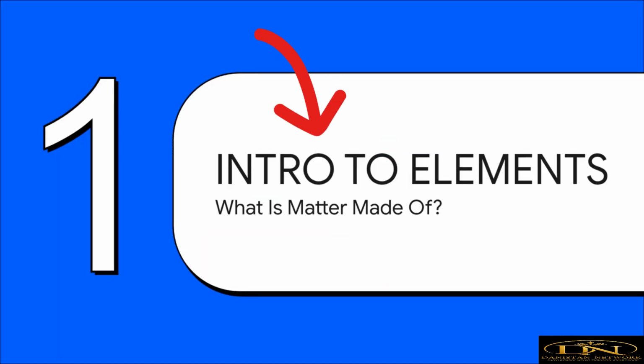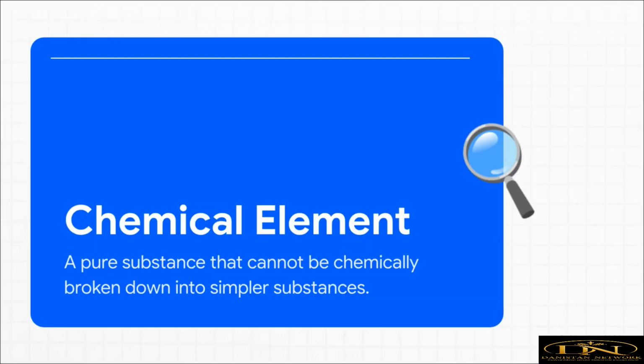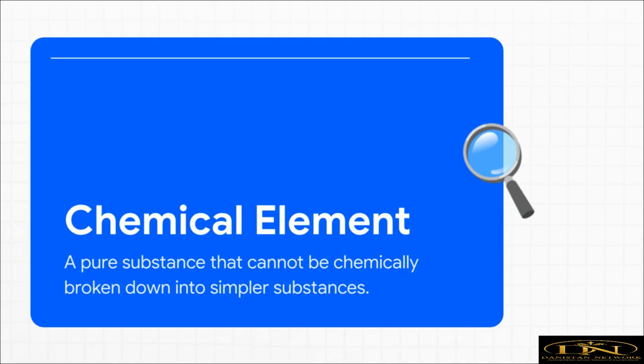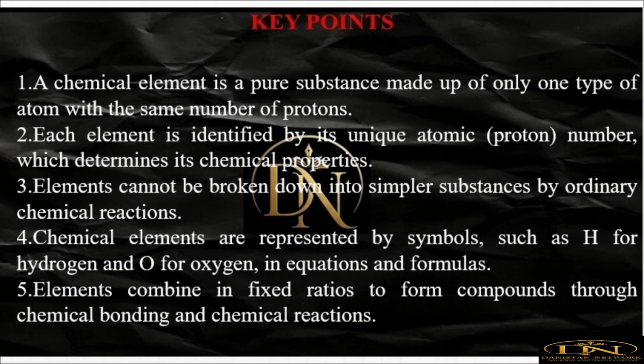Section 1. Introduction to Elements. What is matter made of? Okay, let's dive straight into this. Pay really close attention to the rigorous academic precision of these definitions, because word-for-word accuracy is absolutely crucial for your exams. First up, a chemical element. This is a pure substance that cannot be chemically broken down into simpler substances. Essentially, this means an element contains only one kind of atom.